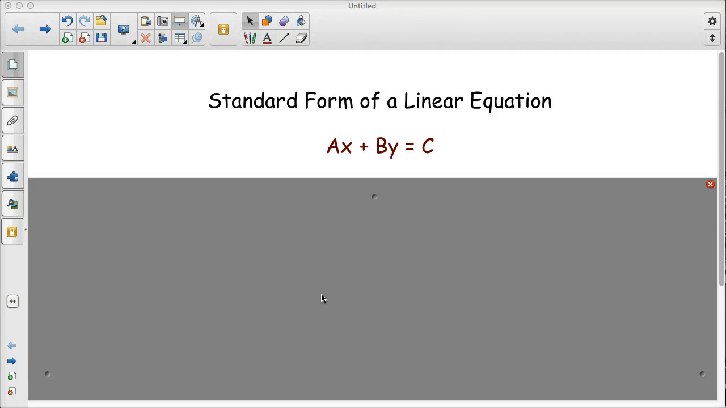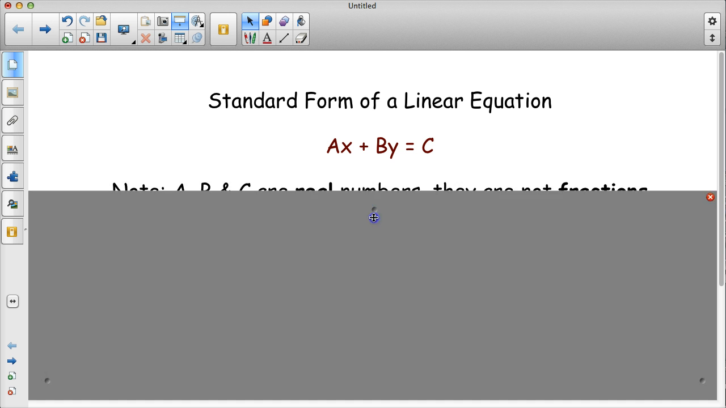Today we're going to talk about standard form of a linear equation. That form is ax plus by equals c. Before we look at how to graph from a standard form or how to rewrite in standard form, let's look at a few things we need to take note of regarding standard form.